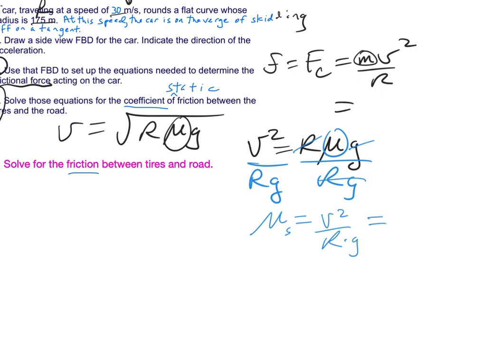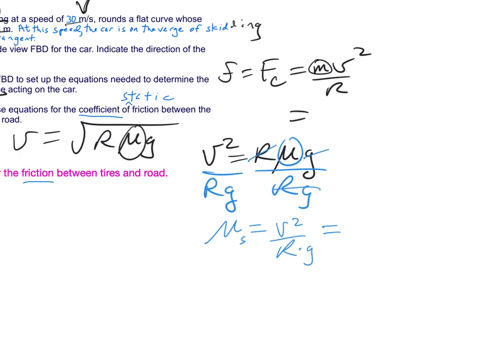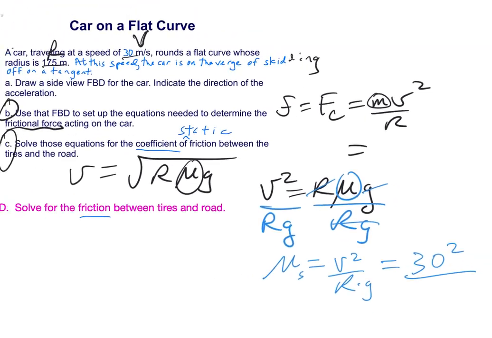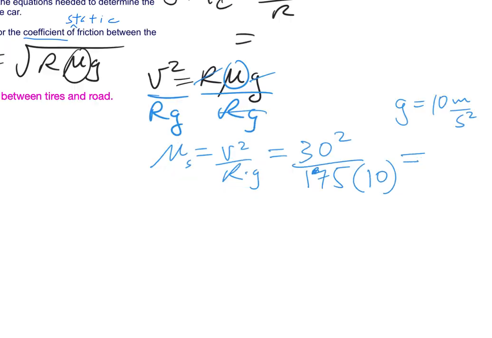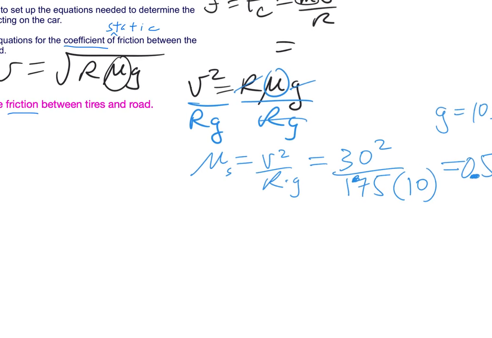So that would simply be 30 squared divided by the radius, 175, times 10 for acceleration due to gravity because we're on Earth. Okay, so you can solve that. It's unitless. And I get 0.51. And again, there's no unit for a coefficient of friction.